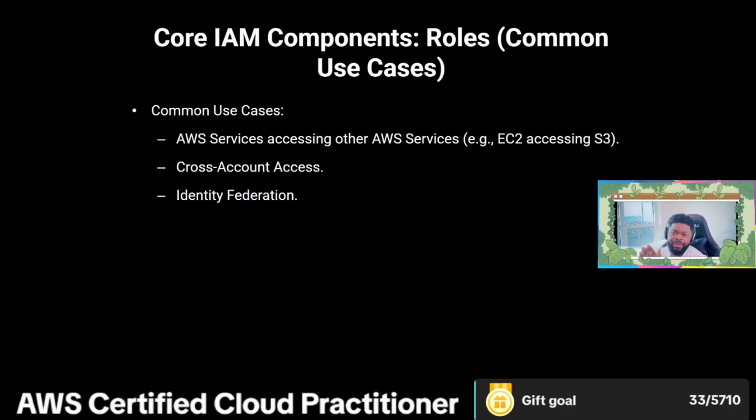One AWS service needs to talk to another AWS service. That's a place where you don't have to use a user. You need to use a role, and you saw an example just now.